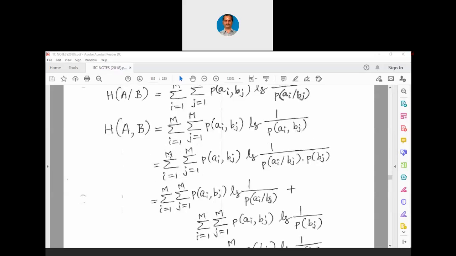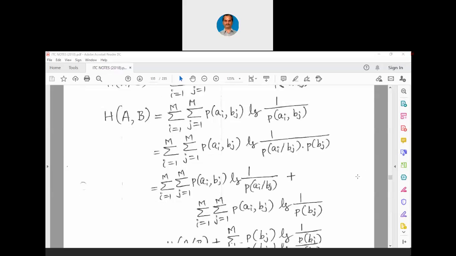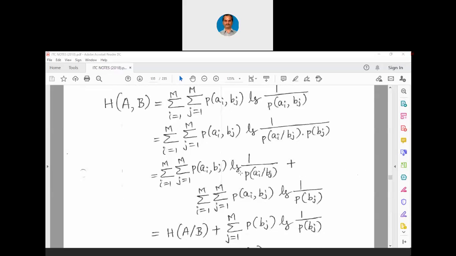Summation of i equals 1 to m into summation of j equals 1 to m, p of ai comma bj into lg of 1 over p of ai slash bj into p of bj. That is the expression for the joint probability. Now let us split further.